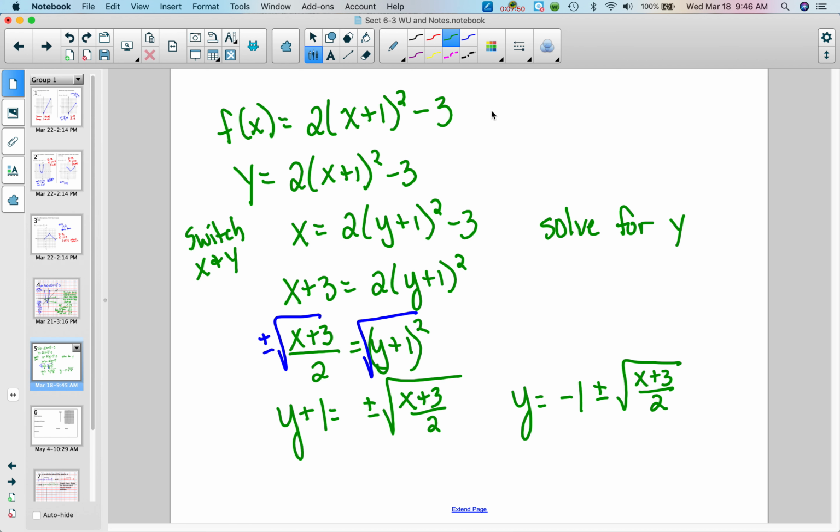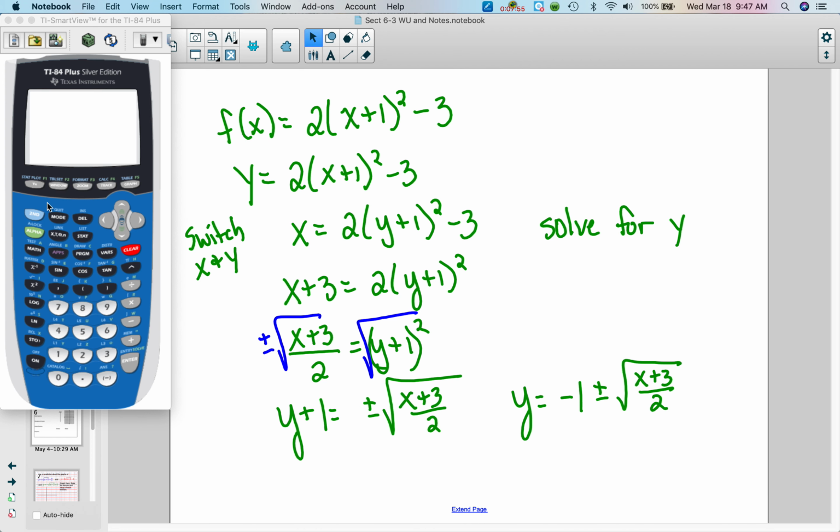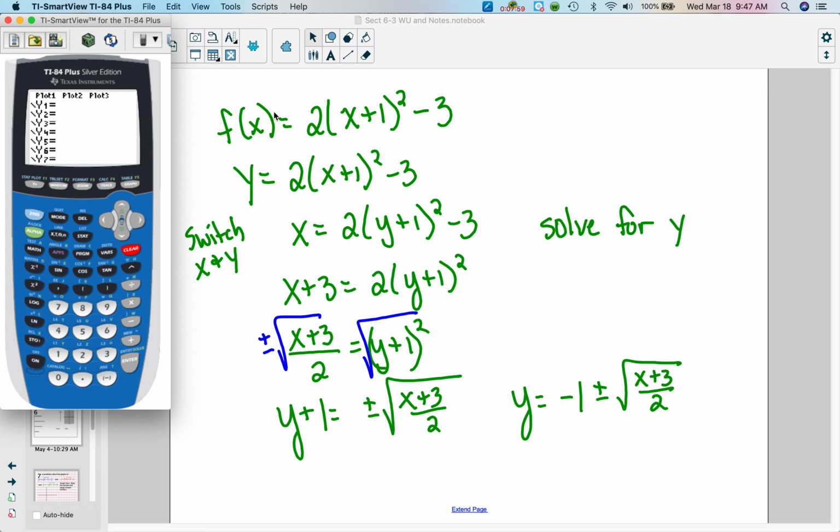Hadn't really planned on this. Let me grab my calculator. All right, so I'm going to go ahead and graph in y1. Let's graph this: 2, and then we have x. So you should be doing this with your graphing calculator at home as well, please. And so we'll graph that. And then in y2, now here's the thing, you can't do plus or minus. So we're going to have to do a graph in y2 and then another one in y3.